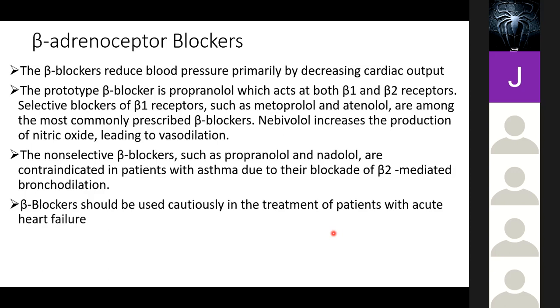Okay. And here we also have an additional drug, which is nebivolol. What it does is that it increases the production of nitric oxide. Now, nitric oxide plays a role in vasodilation. So here the blood vessels are expanded a bit, so that blood pressure will be reduced. But it functions via the increase in production of nitric oxide. We also have the non-selective beta blockers such as propranolol, as mentioned above, and nadolol, okay. However, they are contraindicated in patients with asthma due to the blockade of beta 2.